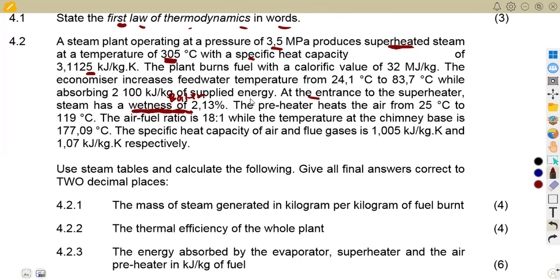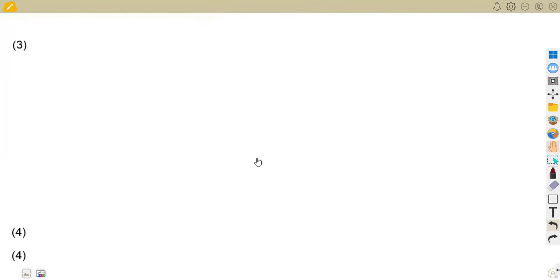Then they also talked about something I needed us to take note of here: the economizer. The economizer increases feed water temperature from. So there is also an economizer. We've got an economizer, a boiler, and a superheater. That means our diagram will be in this nature. Let me just have a sketch because there are three things that we have.